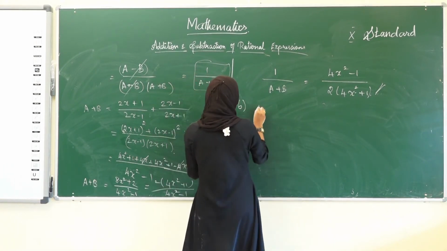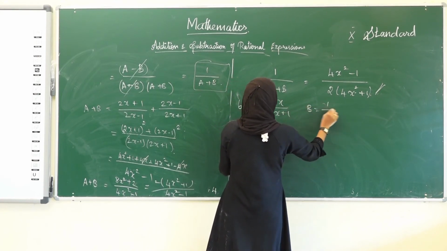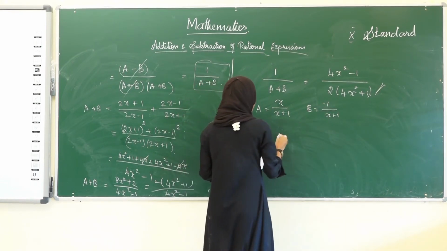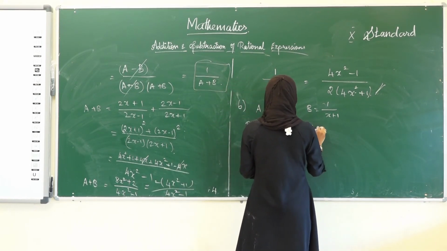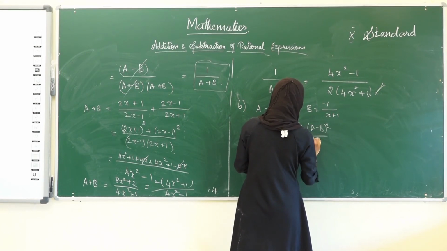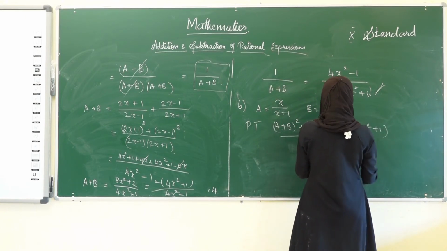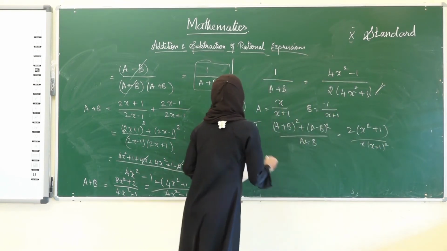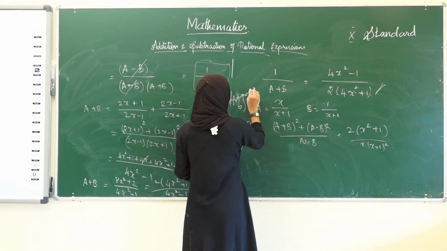What they have given: if a is equal to x divided by x plus 1 and b is equal to 1 divided by x plus 1, we have to prove that (a plus b) the whole square plus (a minus b) the whole square, divided by a divided by b, is equal to 2 into (x square plus 1) divided by x into (x plus 1). Okay, this will be an assignment for you. I will give you some hints.